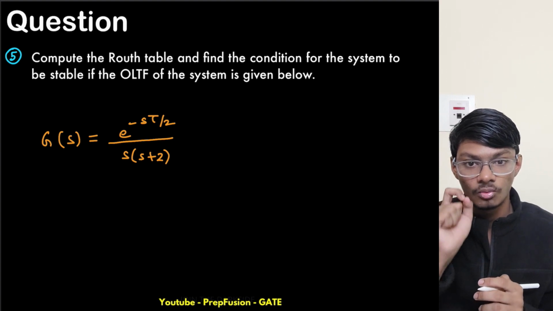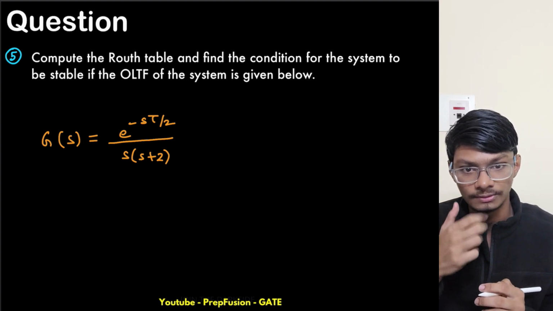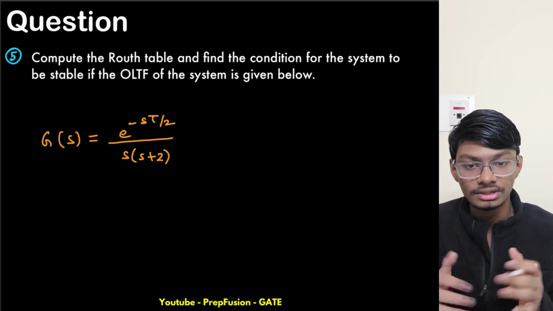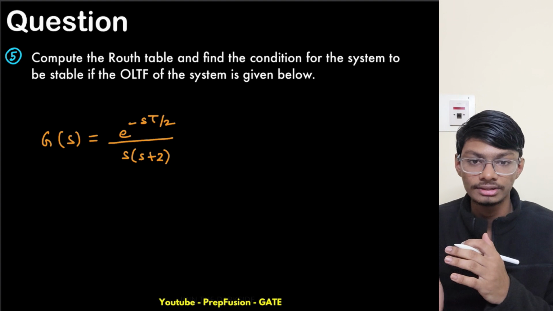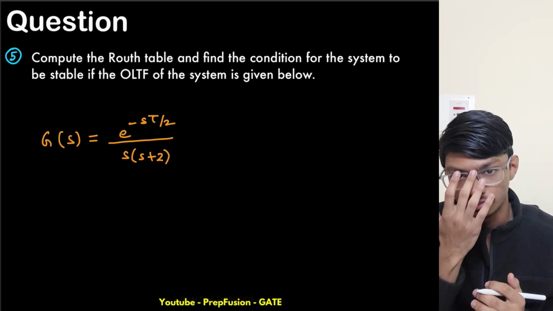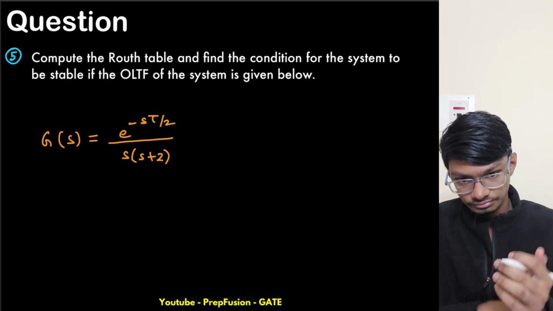But there was one limitation of the Routh table. What was it? We couldn't compute for e raised to the power minus st. Why? Because the exponential function has infinite s power terms, which I already explained to you. So what we will do, we will take the linear approximation.